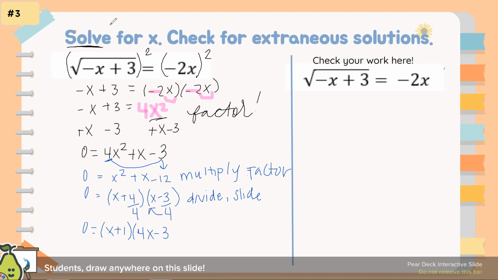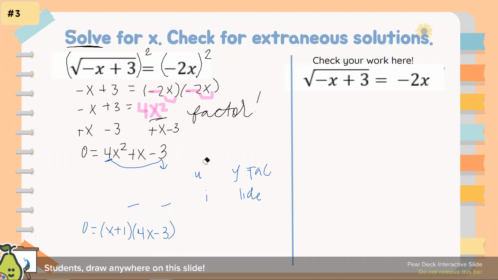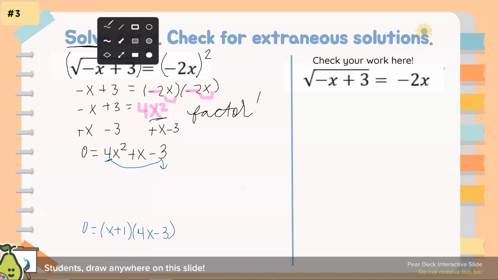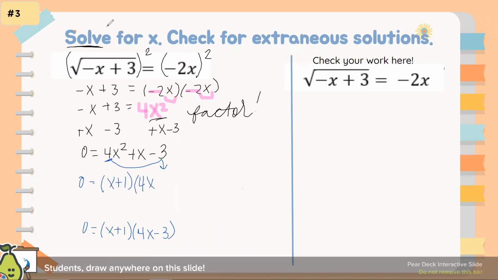This guy's going to slide in front. And notice that that's exactly where we were last time. 4x minus 3 and x plus 1. I'm going to just slide all of this up here. Whatever method works for you, knock yourself out. But we really have 0 is equal to x plus 1 and 4x minus 3.